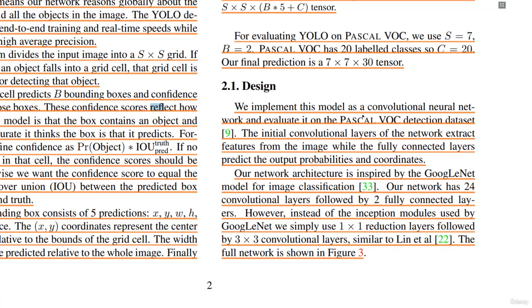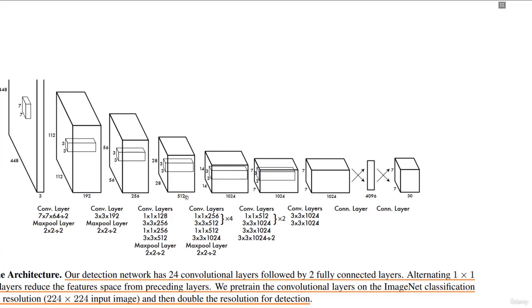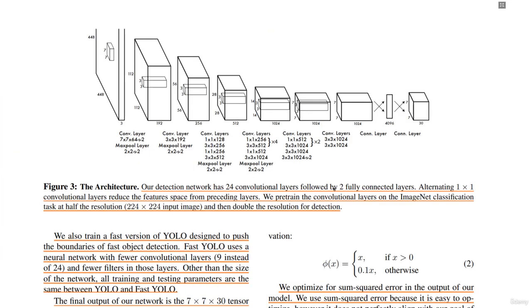Now once this is done, we could get into the design. Here they implemented the model as a convolutional neural network and evaluated it on the Pascal VOC. The initial conv layers of the network extract features from the image, while the fully connected layers predict the output probabilities and the coordinates. This architecture is inspired by the GoogLeNet model, that's the Inception net, for image classification. They have 24 conv layers followed by 2 fully connected layers, and they alternate the 1 by 1 conv layers to reduce the feature space from preceding layers.